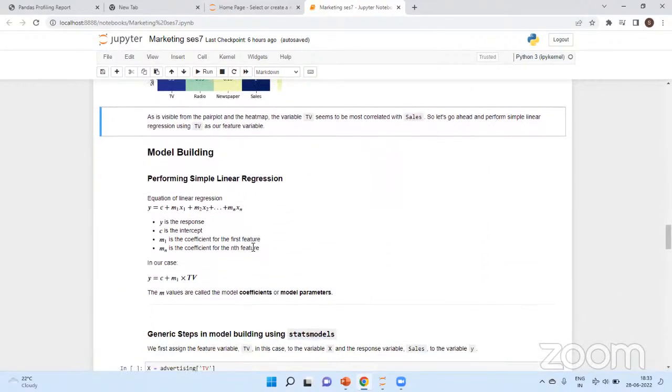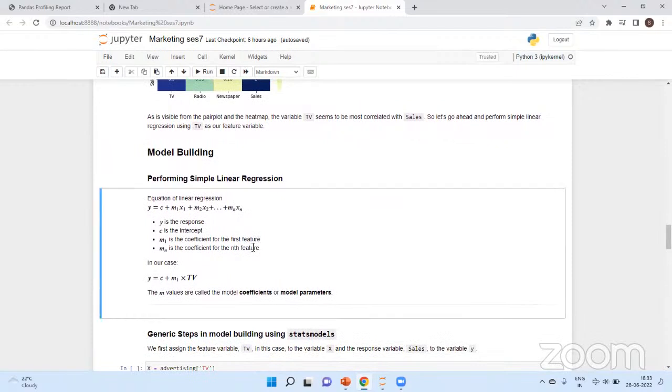Here I have given some information. Equation of the linear regression: Y = C + M1x1 + M2x2 and so on up to MNxN. Y is the response, C is the intercept, and M1, M2 are the coefficients of the first and second features. In our case we can write Y = C + M1 into TV. So TV is the independent variable and Y is the dependent variable. Sales depends on TV, so we will predict sales with respect to TV.